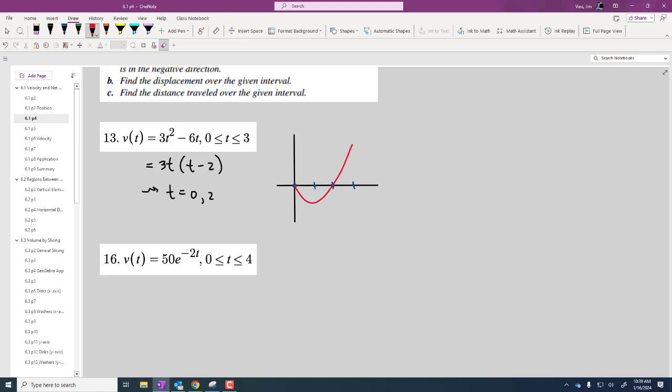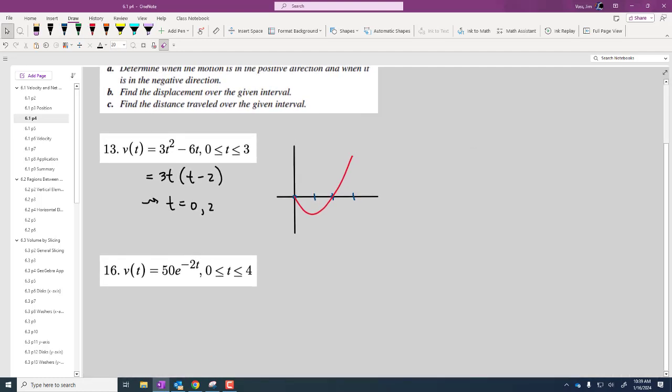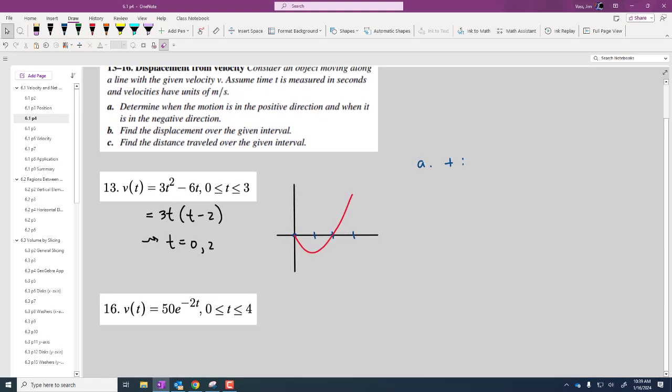We just want a relative shape so that we can figure things out with a picture here. So we can now answer part A: determine when the motion is in the positive direction and when it's in the negative direction. In the positive direction, well, we're only looking from 2 to 3, so we're stopping right here.